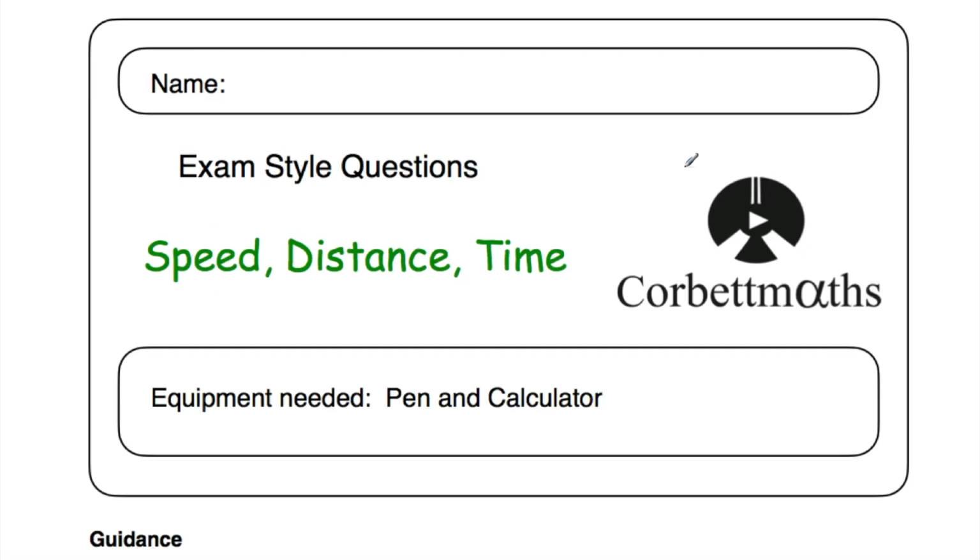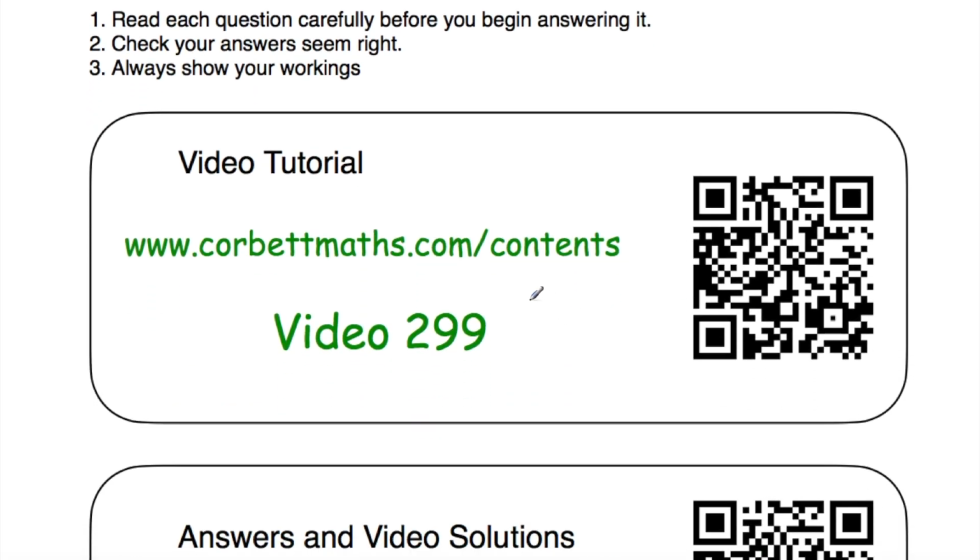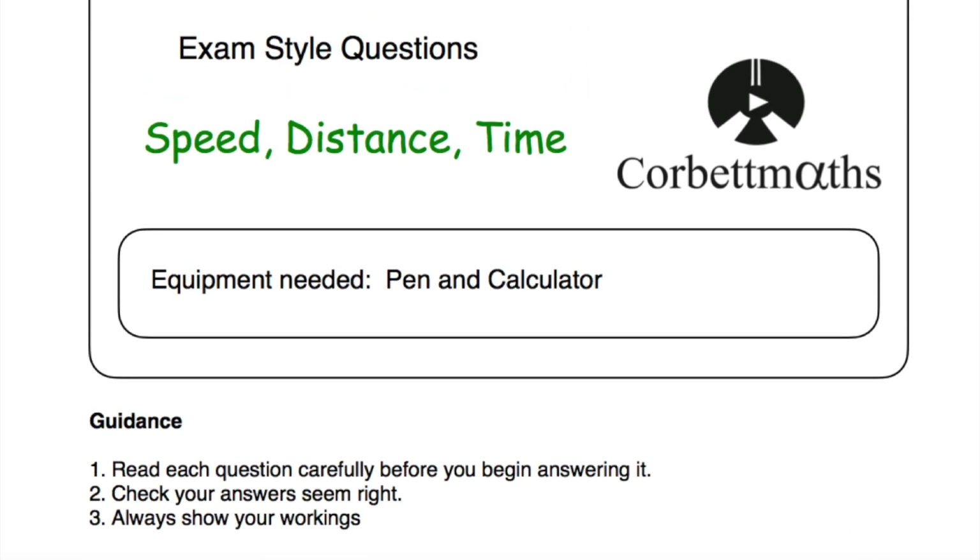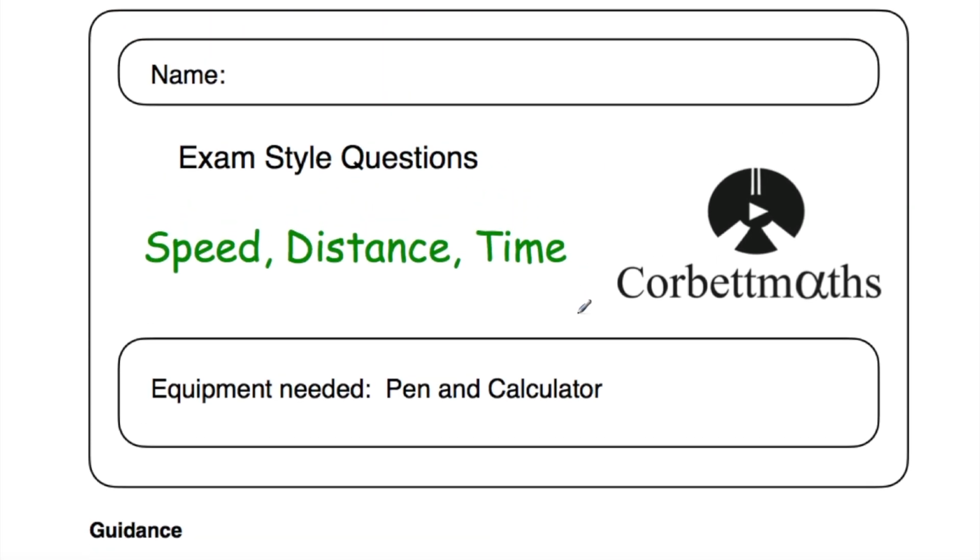And that's it. So these have been the video solutions to the Corbettmaths Practice Questions on speed, distance and time. If you need any extra help on speed, distance and time, go to Corbettmaths and go to the videos and worksheet section and scroll down to video number 299, there's a dedicated video tutorial there on speed. Alternatively, you can scan this QR code. But in this video, we focus on the video solutions to the practice questions.